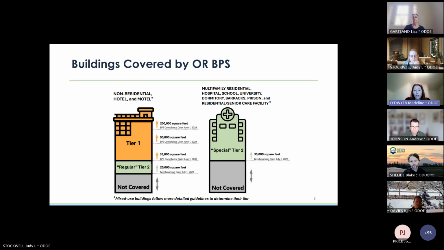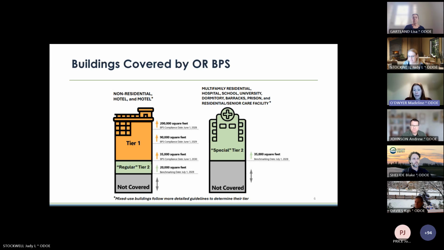Next would be the second largest of these Tier 1 buildings, which is buildings between 90,000 and 200,000 square feet. And lastly, the smallest of the Tier 1 buildings, which have a compliance date of June 1st of 2030. And those buildings are non-residential, hotel, and motels between 35,000 and 90,000 square feet. Whenever we're talking about square feet, we're talking about gross square feet, and we're also talking about just the building. We want to exclude all parking garages or attached parking.